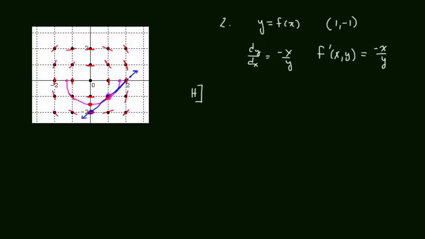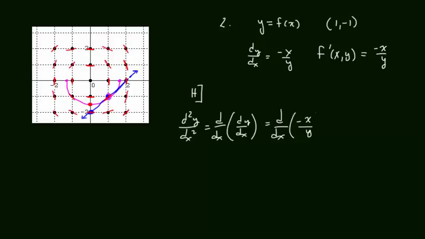Finally, in part H, we're going to find the second derivative again, d squared y dx squared, which is the derivative with respect to x of dy dx, which is the derivative with respect to x of negative x over y. I'm going to employ the quotient rule. Bottom times the derivative of the top minus top, minus minus becomes a plus. Derivative of the bottom is dy dx, all over the bottom squared.